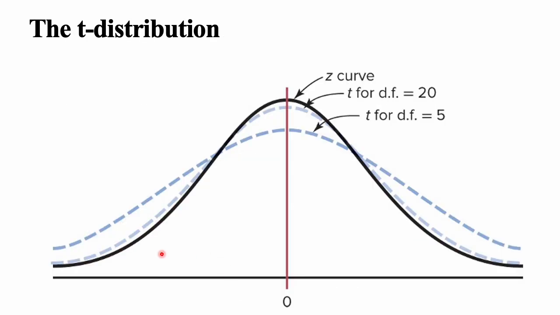Here is a graph of the t-distribution, guys. The black one is the z-curve. The blue one is the t-distribution. The t-distribution with 5 degrees of freedom is the lowest. With 20 degrees of freedom, it is getting close to the z-curve. Remember that when you're using the t-distribution, you have to find the degrees of freedom.